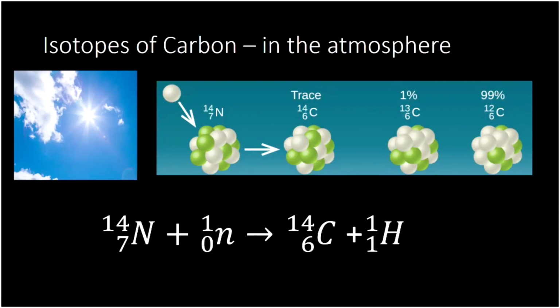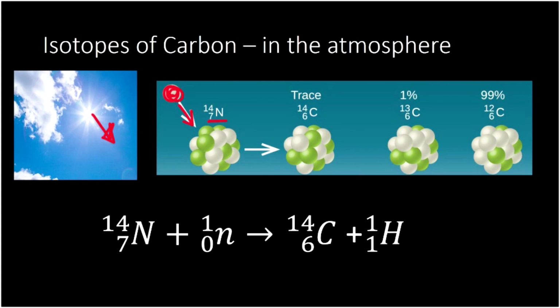So here's what happens in the upper atmosphere. The sun rains down cosmic rays. Those cosmic rays are neutrons, and that's what we have shown right here. That neutron can then strike gases in the atmosphere, including nitrogen. So a neutron comes in and strikes nitrogen-14.